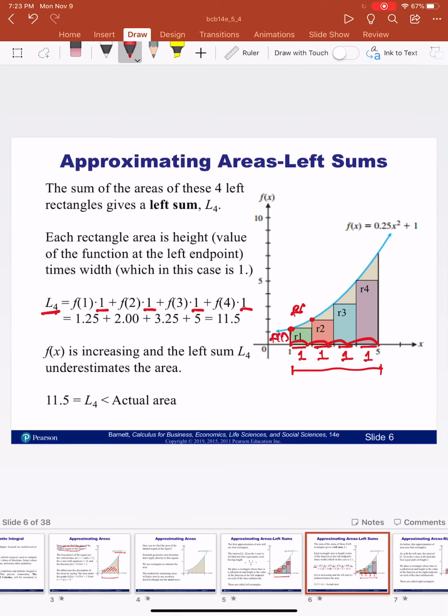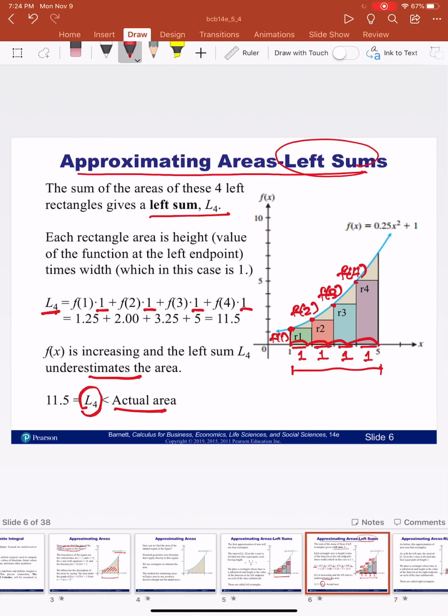This will be your f of 2, height. F of 3, and then f of 4. So you get a rectangle. Now, notice that we use this left point, the left side. So we approximated the area with the left sum. That's what that L4 is. And if you use the left sum, you are underestimating the area. Then you should get less than the actual area. Why? You technically have this area that we didn't add up. So we are having an underestimation.